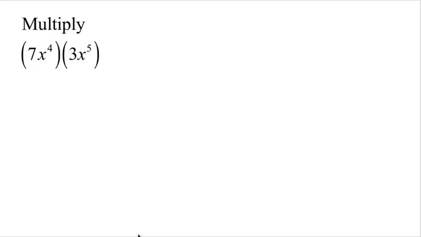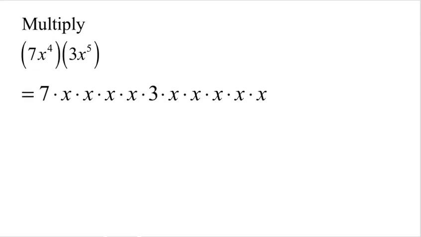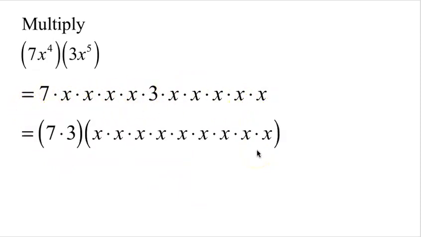So let's ask ourselves what this means. 7x to the 4th means 7 times x times x times x times x. 3x to the 5th means 3 times x times x times x times x times x. Well, we have the associative property, which allows us to reorder these. So let's multiply the 7 times the 3 together first, then multiply all the x's together.